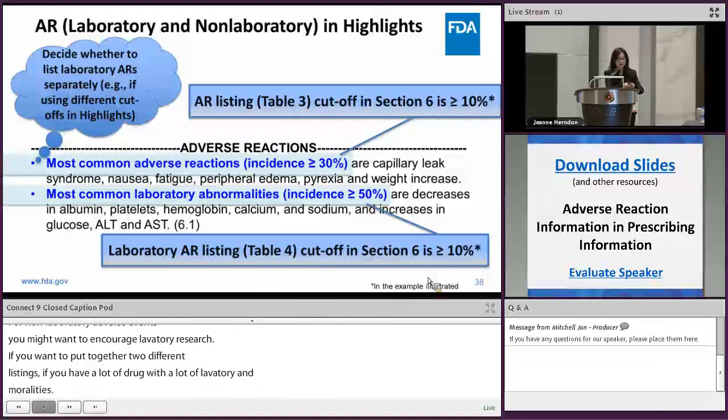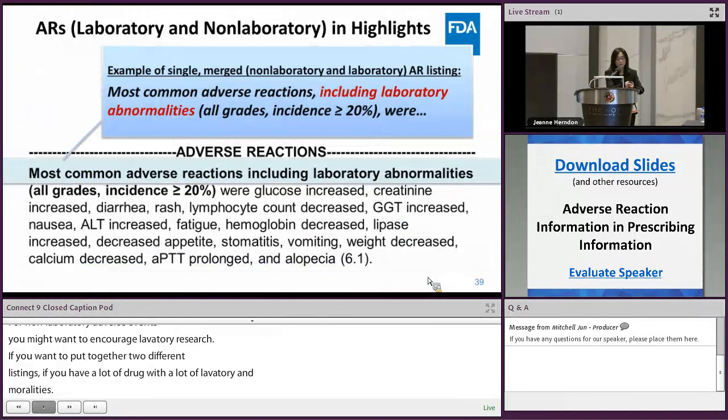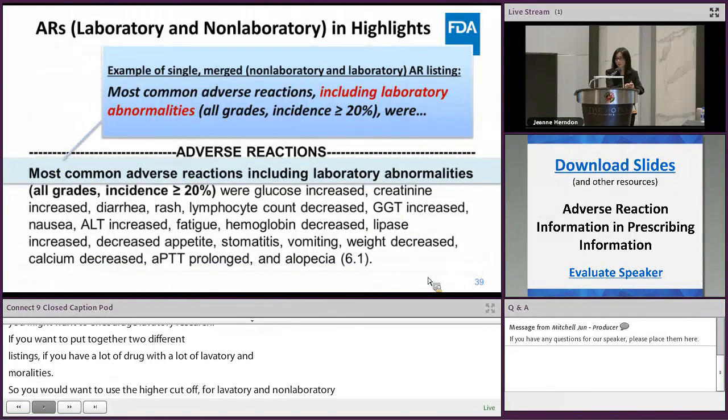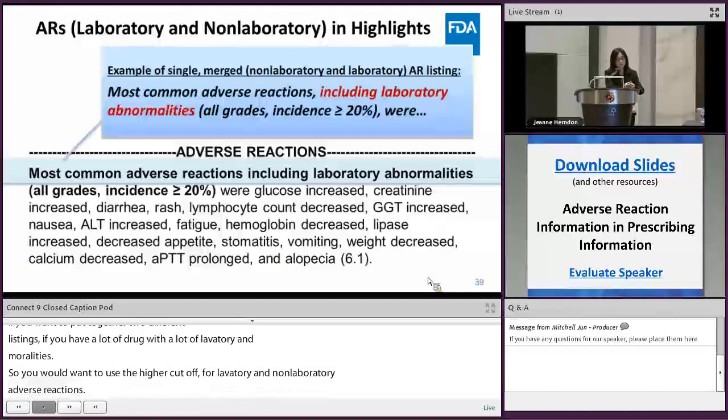And when you do this, use bulleted format, which is required by regulation for highlights. And this is just an example of the inclusion of laboratory abnormalities together with the non-laboratory adverse reactions in a single bullet, which is fine also.